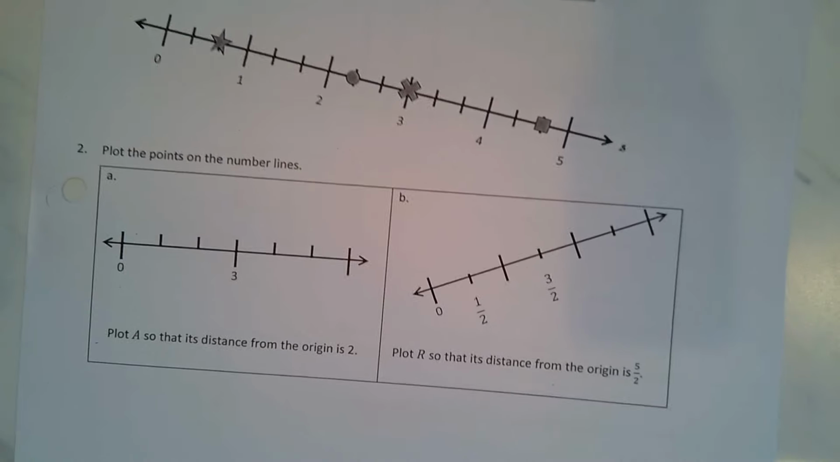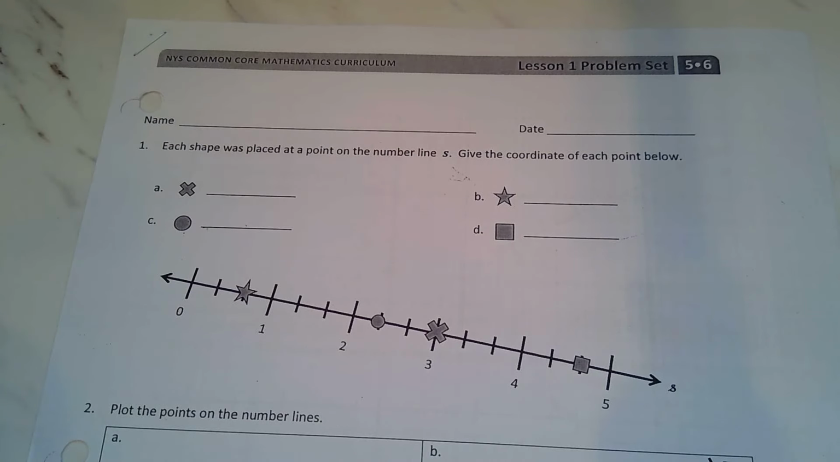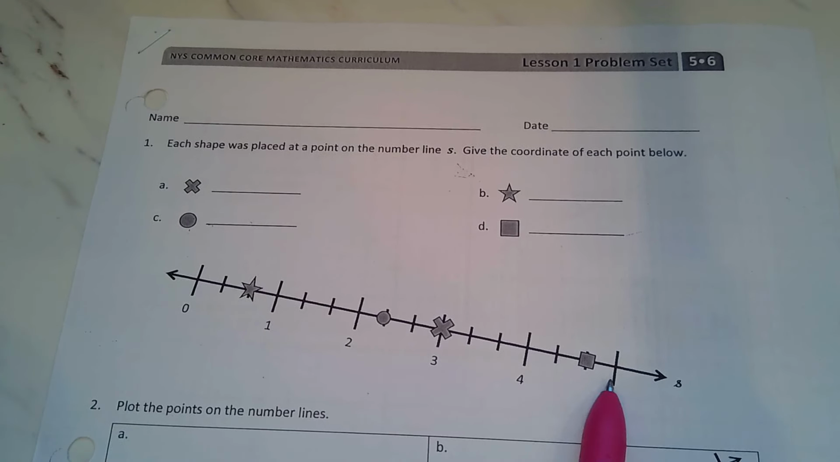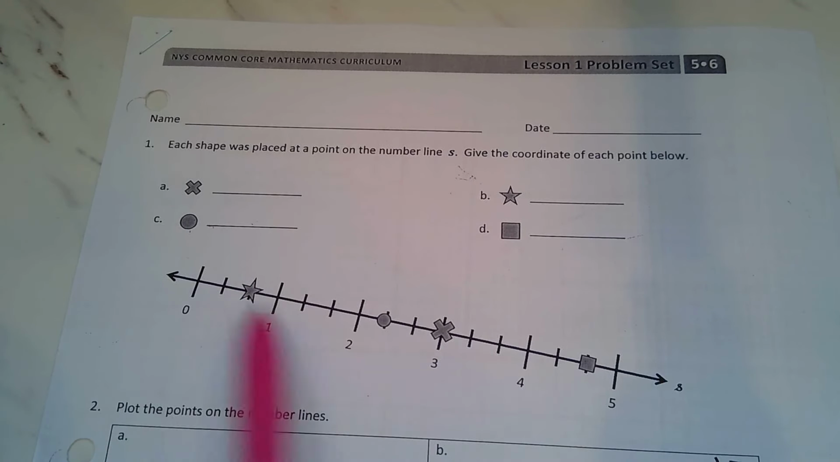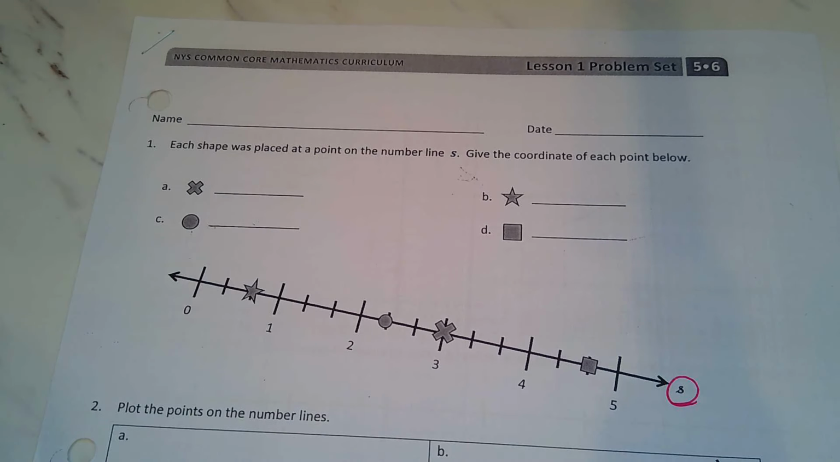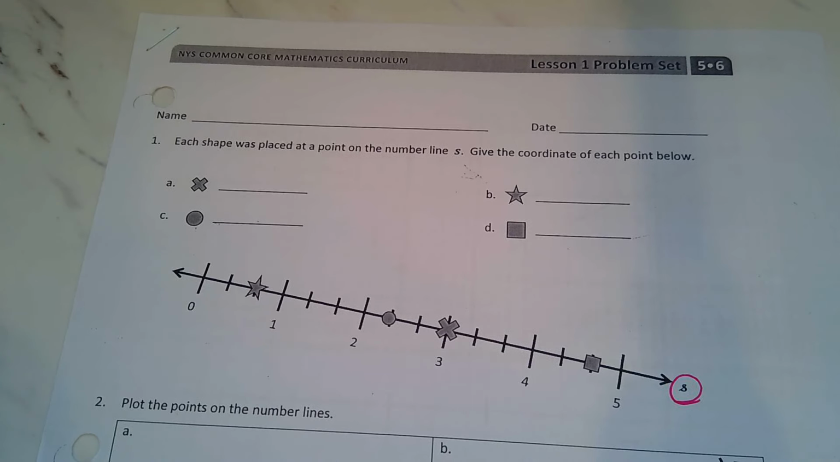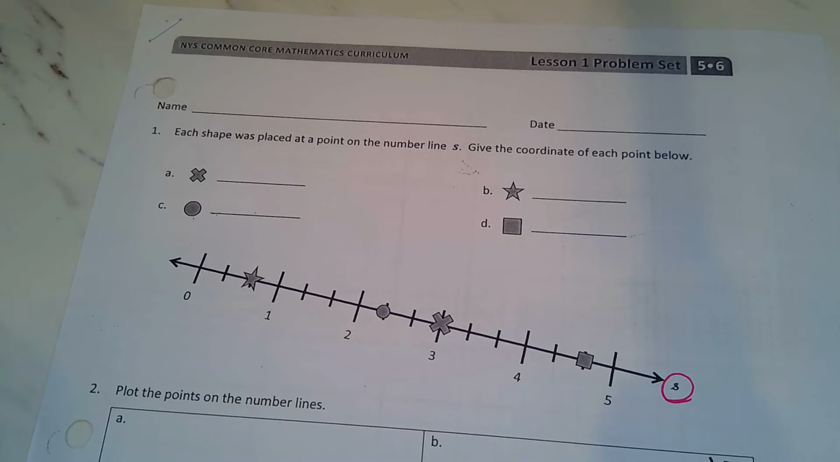All right, so now let's move over to your problem set and work through a few of these problems together. Can you name the coordinate of each shape? Each shape was placed at a point on the number line, which is called line S. Give the coordinate of each point below. I think you can do that. Then you're going to plot the points on the number line here. You're going to write down the numbers that are missing and fill in each tick mark.